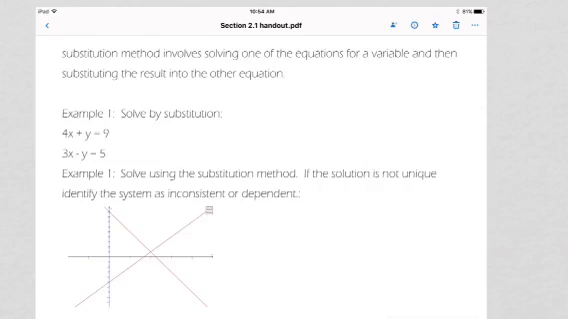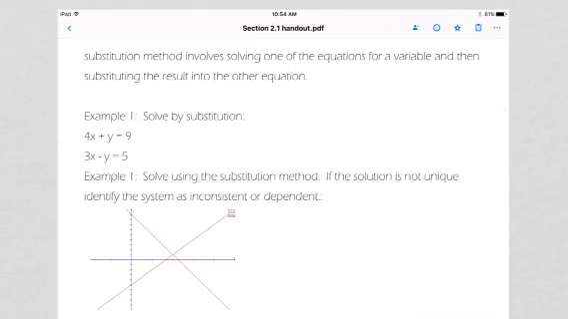The substitution method involves solving one of the equations for a variable and then substituting the result into the other equation. So here are two equations. 4x plus y is equal to 9. 3x minus y is equal to 5. We will solve this by using substitution, but I want to first begin by showing you the equation of these two lines graphed so we can identify again the interpretation and meaning of what a solution to a system is.